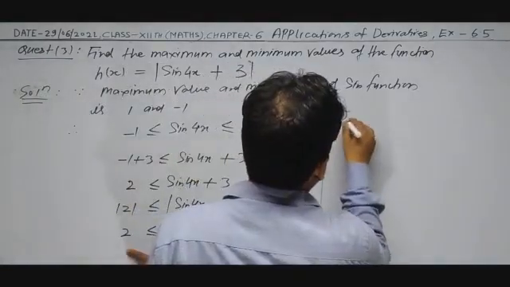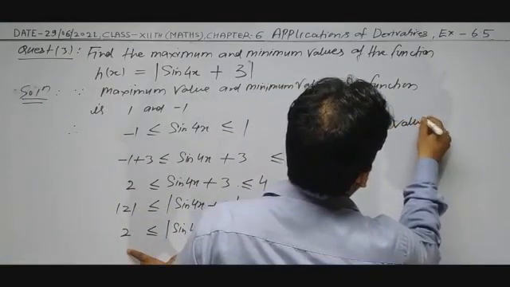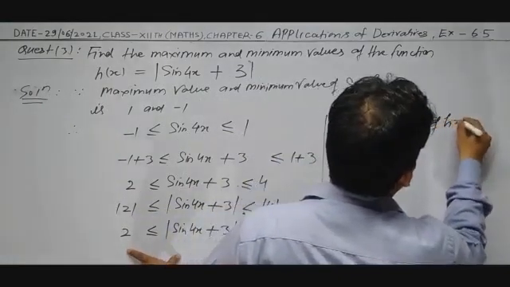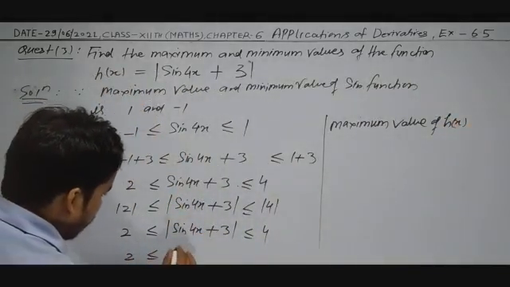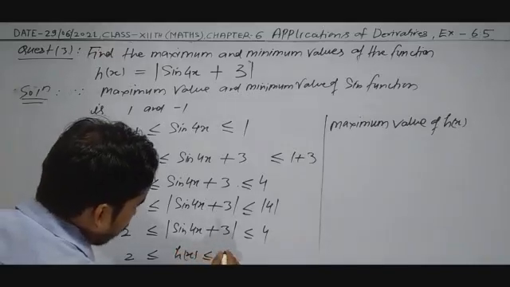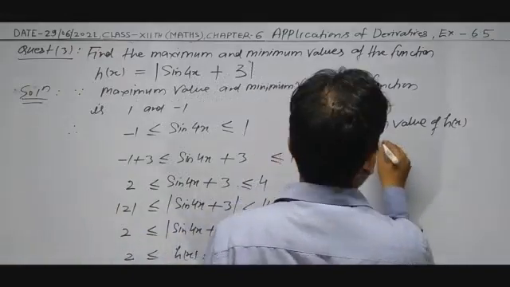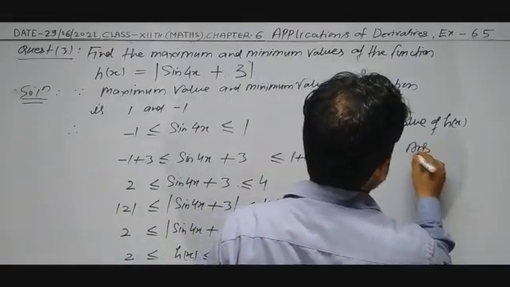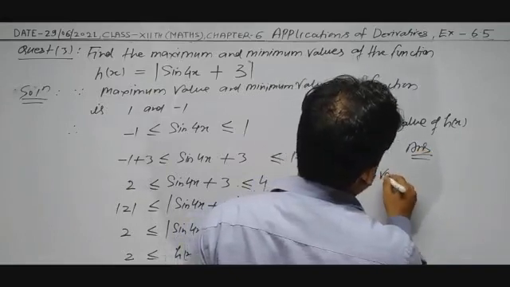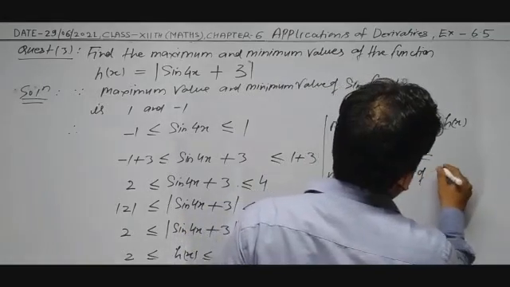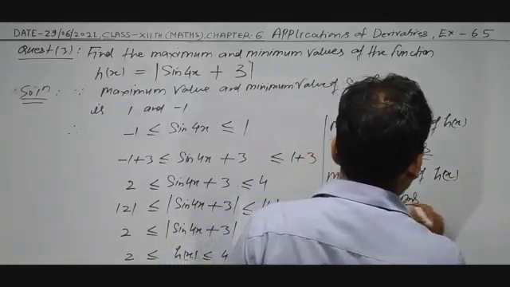So the maximum value of h(x), this is h(x), you know, so 2 is less than or equal to h(x) is less than or equal to 4. So h(x), that is the maximum value is 4. This is the answer. And the minimum value of h(x) is 2. This is the answer.